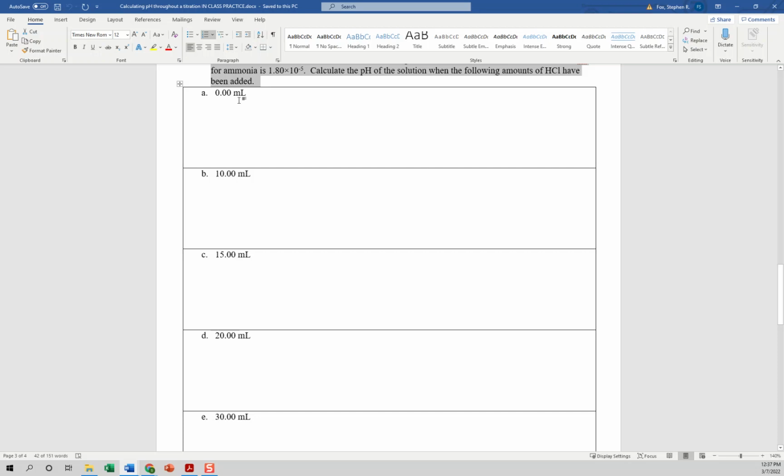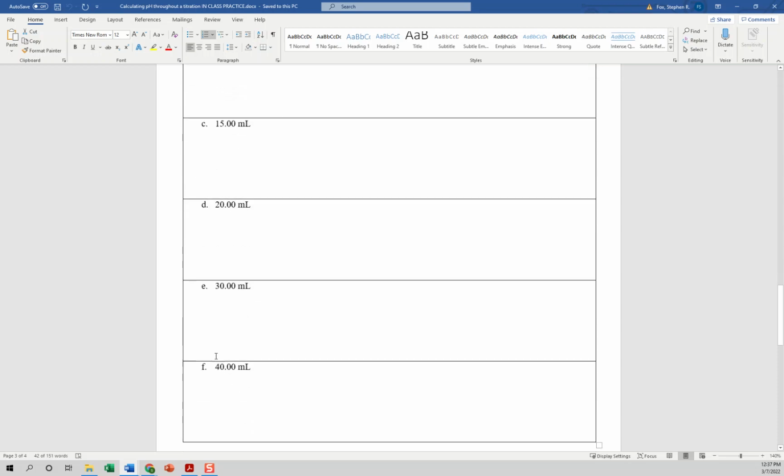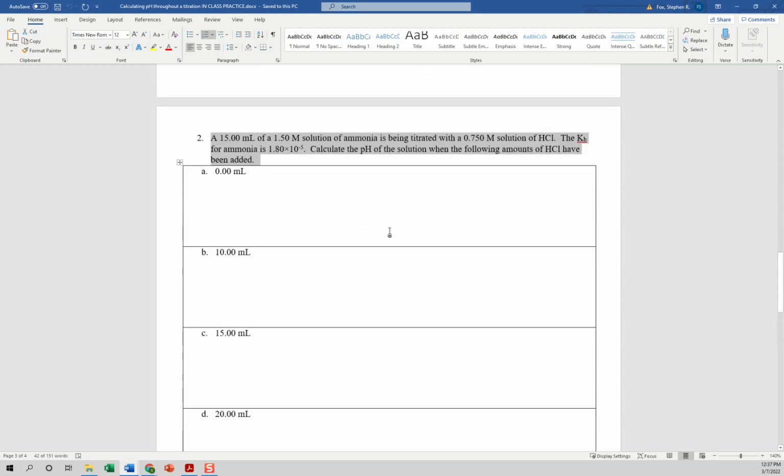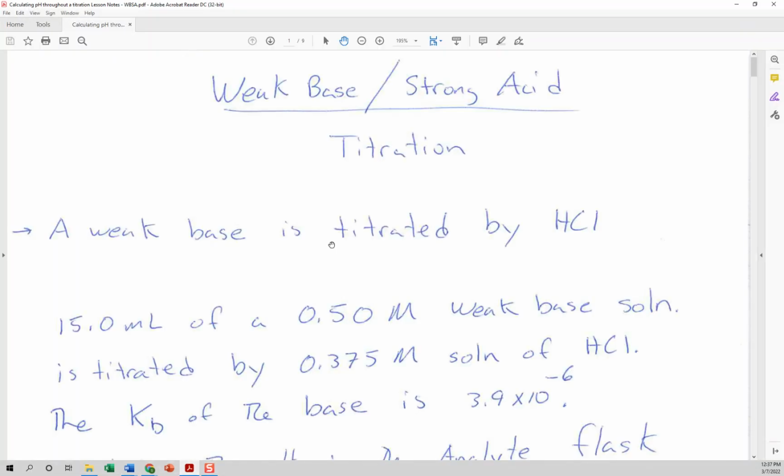So 0 all the way to 40 milliliters, all right? So that's the kind of scenario I'm talking about. So I'm just going to go to a generic weak base strong acid titration. So let's say we have a weak base. I'm not going to even identify what the base is. I'm just going to say it's a base and it's weak, all right? I think I'm going to identify it in this problem as WB, weak base, okay?